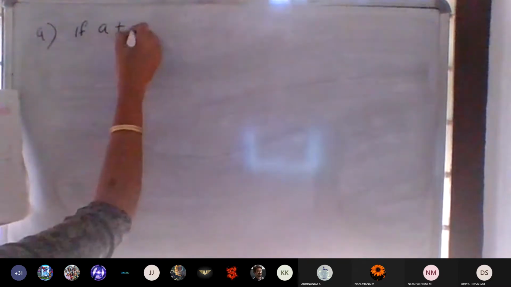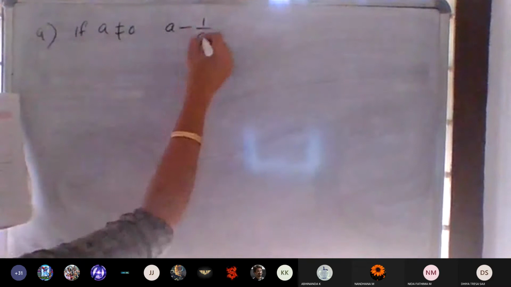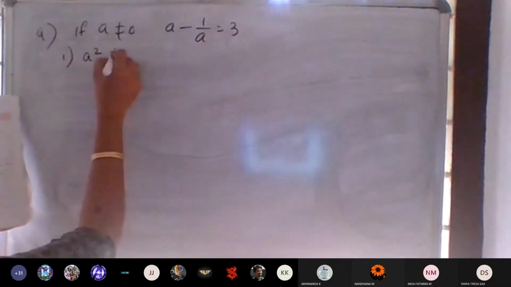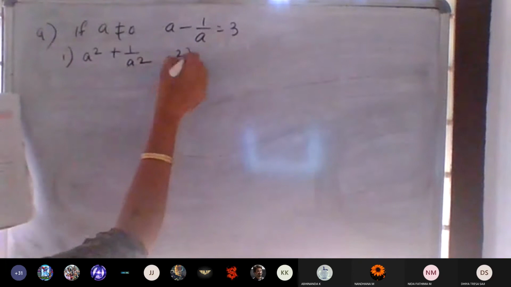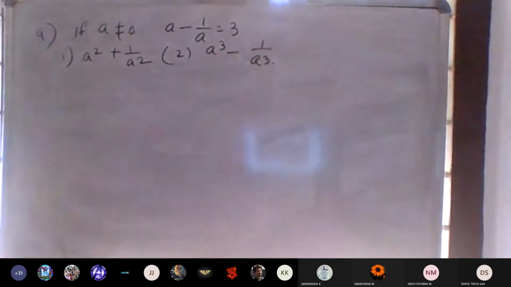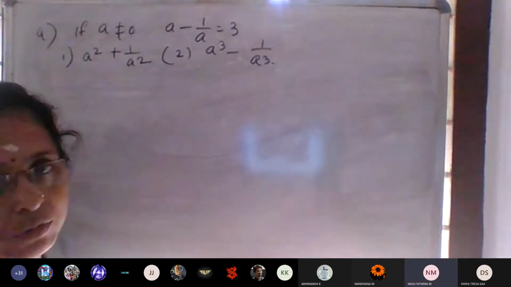If a is not equal to 0 and a minus 1 by a is equal to 3, we have to find out a square plus 1 by a square, and the second one is a cube minus 1 by a cube. We can do it together.